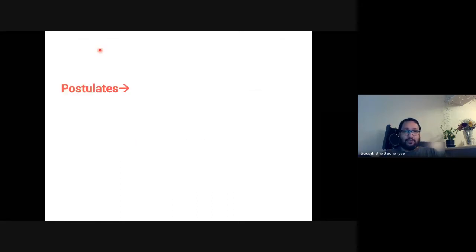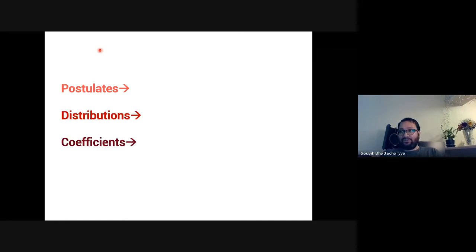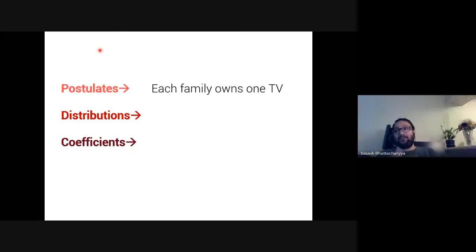So there are 3 components to mathematical modeling. And that is important for even the Lotka-Volterra model we'll see. First is postulates. Then there are distributions, and there are coefficients. So in the previous example we just saw about the TV repair mechanic, the postulate that we had was each family wants one TV. That was our postulate. It has to be there, otherwise our estimate would be very off.